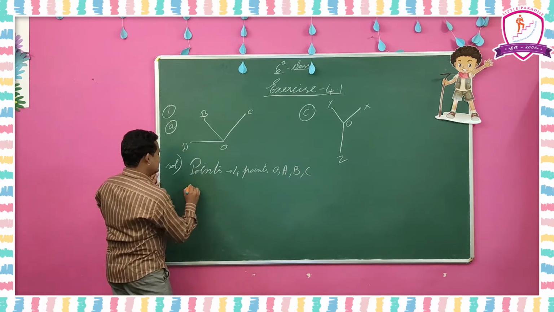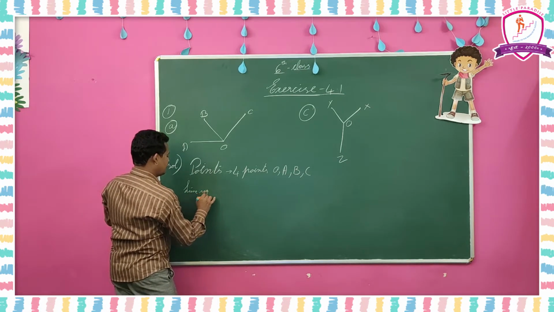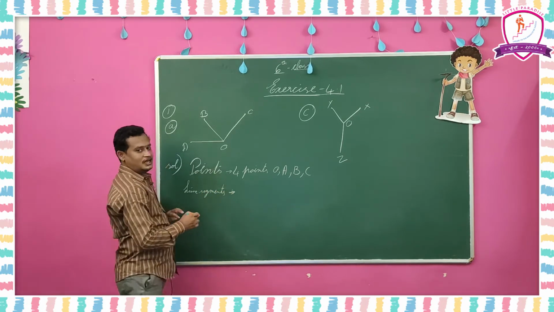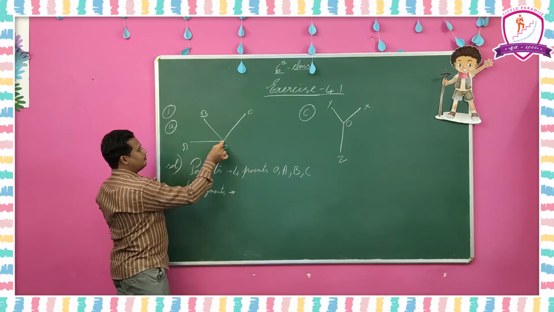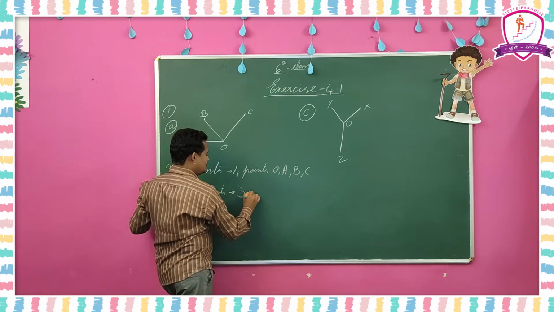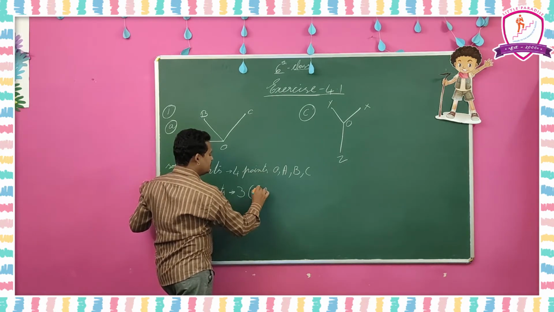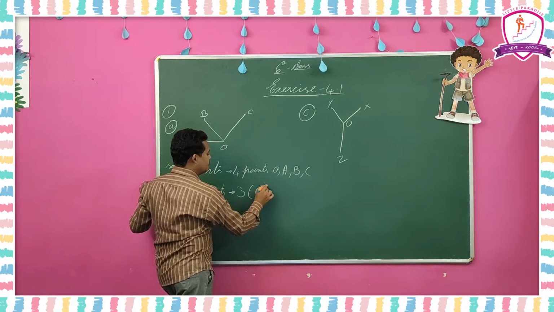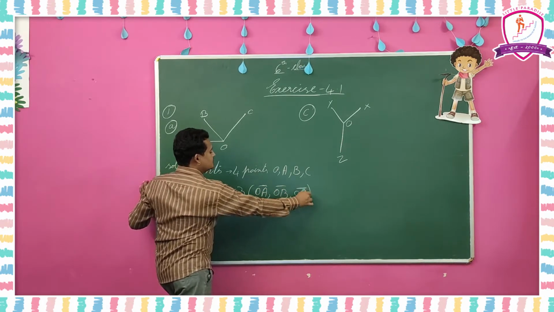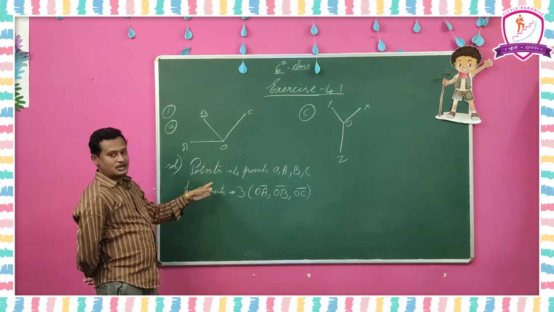Coming to the line segments, how many are there? OA, OB, OC. Only 3 line segments. What are those 3 line segments? OA, OB, OC. These are the line segments in the given figure. So these things we have to do.